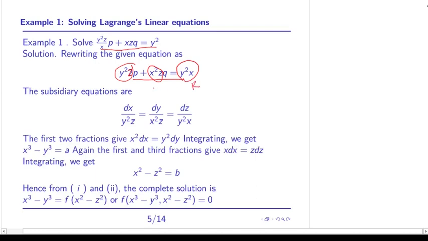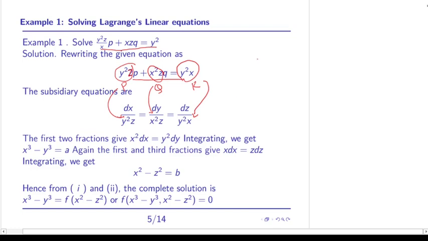So this is R, this is Q, and this is P. So you can write dx by capital P, dy by capital Q, and dz by capital R. Okay, so these are the subsidiary equations.